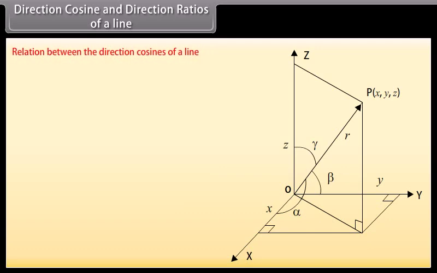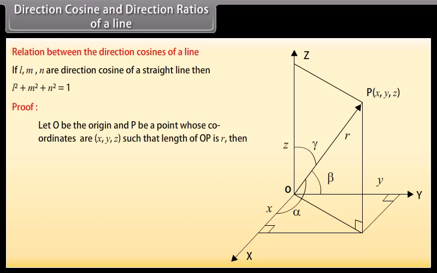Relation between the direction cosines of a line. If L, M, N are direction cosine of a straight line, then L square plus M square plus N square equals 1. Proof. Let O be the origin and P be a point whose coordinates are x, y, z such that length of OP is R, then x is equal to LR, y equals MR, z equals NR.